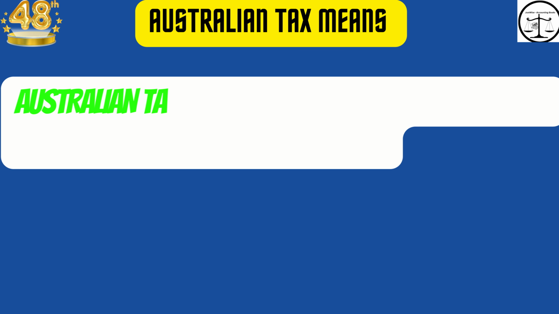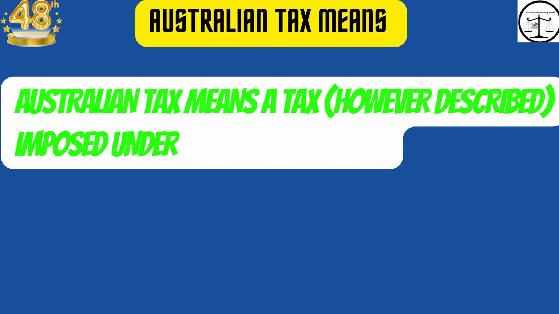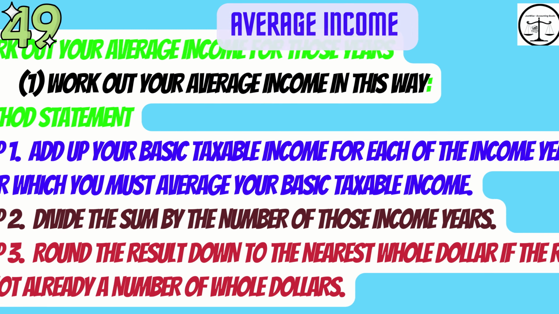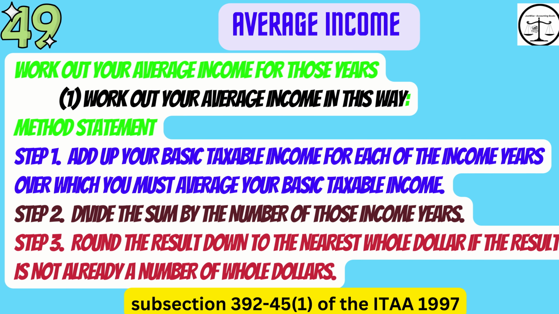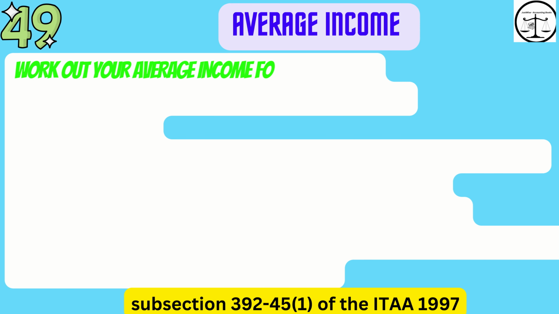Word number 48. Australian tax means a tax, however described, imposed under an Australian law. Word number 49. Average income has the meaning given by subsection 392-45(1) of the ITAA 1997, which states, work out your average income for those years.